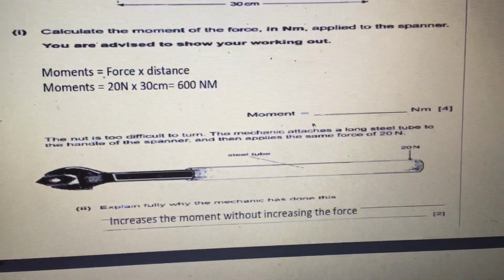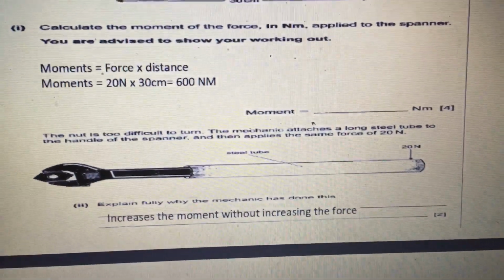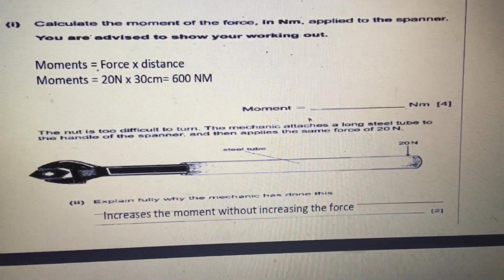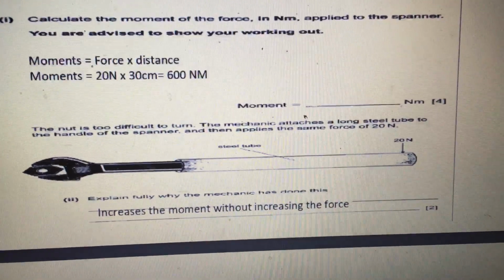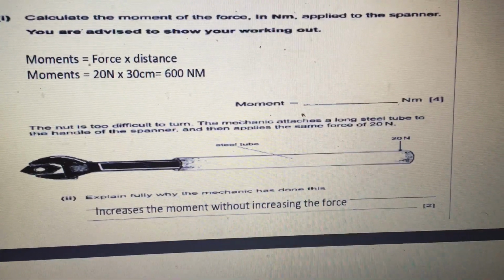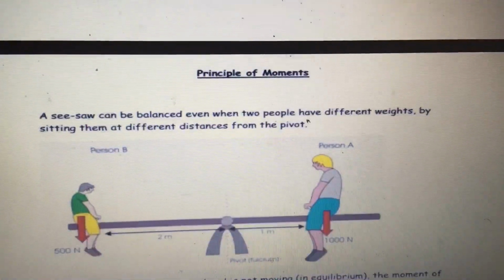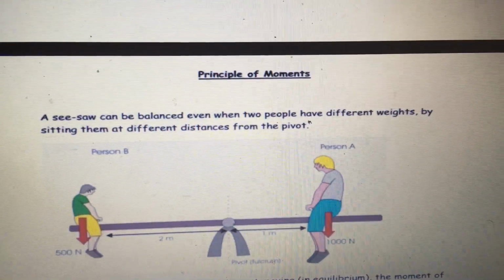Below, the nut is too difficult to turn, the mechanic attaches a long steel tube to the handle of the spanner and then applies the same force of 20 newtons. Explain fully why the mechanic has done this. It increases the moment without increasing the force. And now we're going to move on to principle of moments.